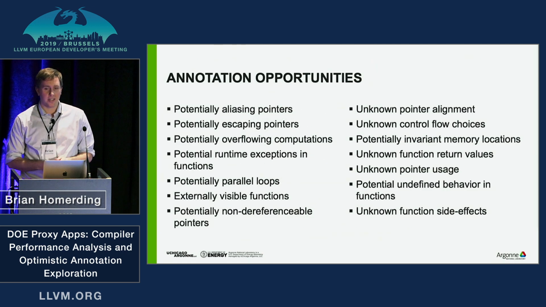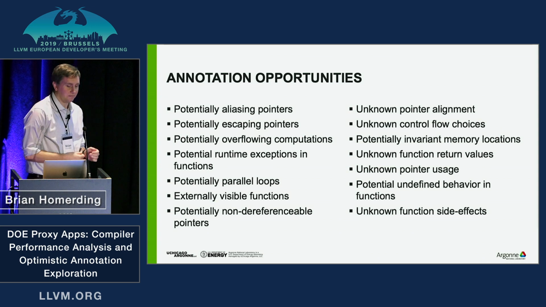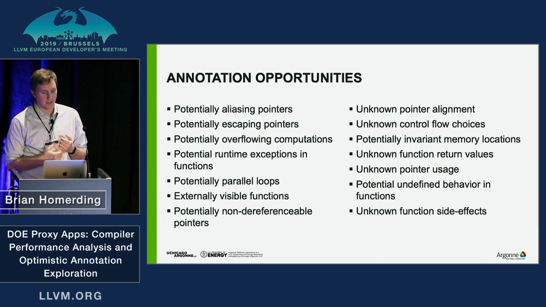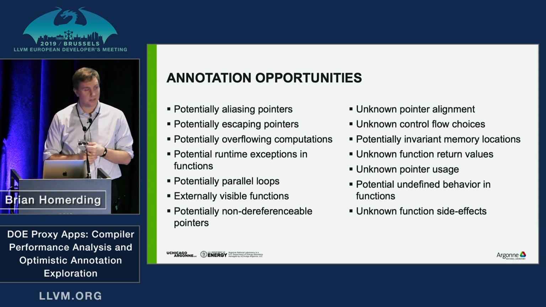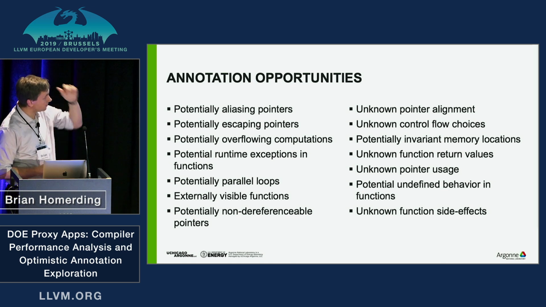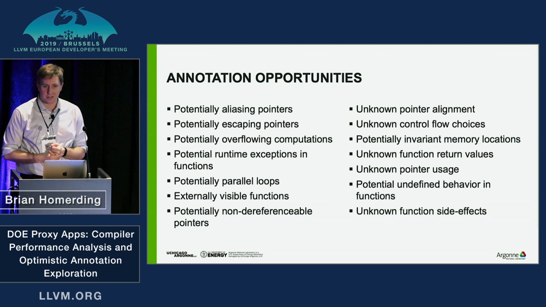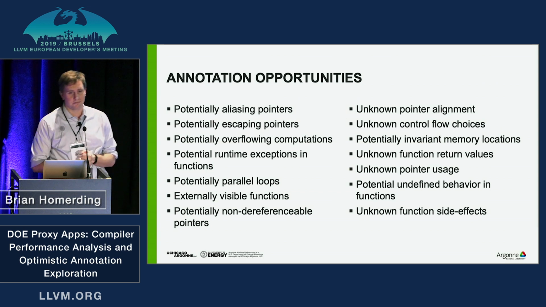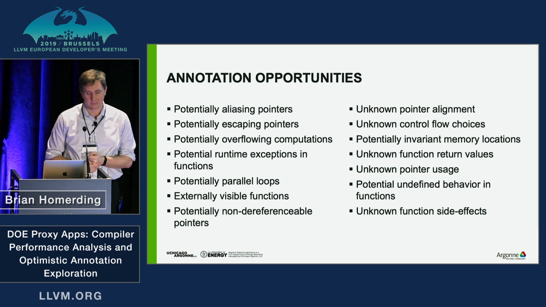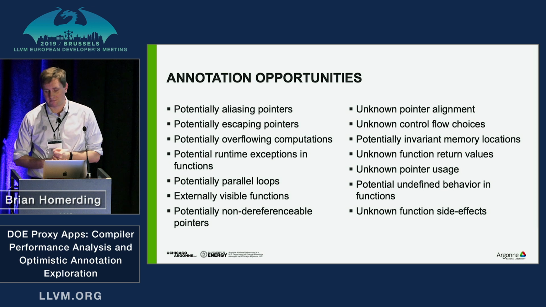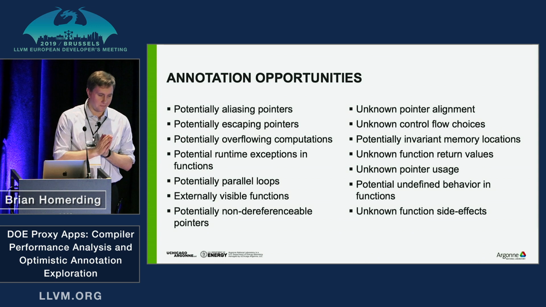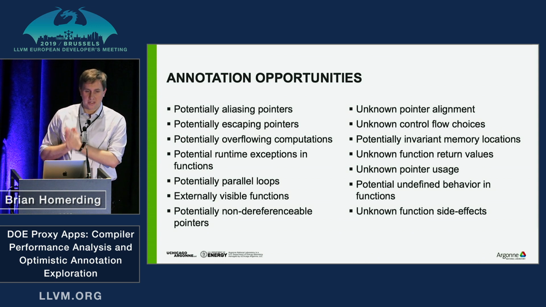The types of things we're identifying as locations to add information are aliasing pointers, parallel loops, unknown runtime exceptions and functions, function side effects, pointer usage, as you can see, everything listed here. So once again, this is a very large search space, and I know some of the developers at HPC have tried to do some of this by themselves. They'll spend days just adding in annotations and then figure out if it even does anything and then figure out if it actually helped. So we're very much trying to shrink that work and automate it as much as possible.